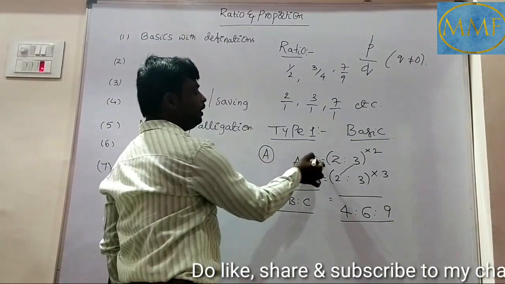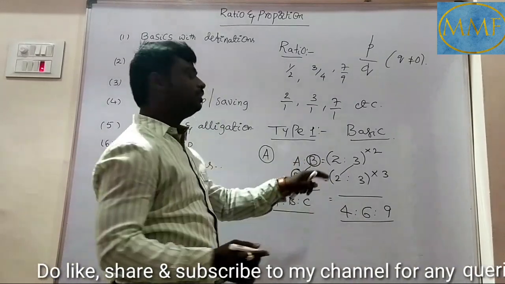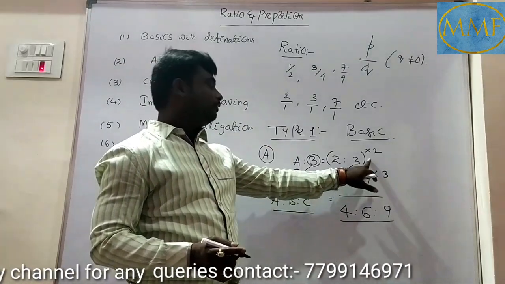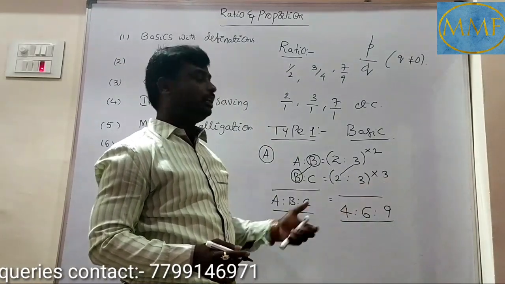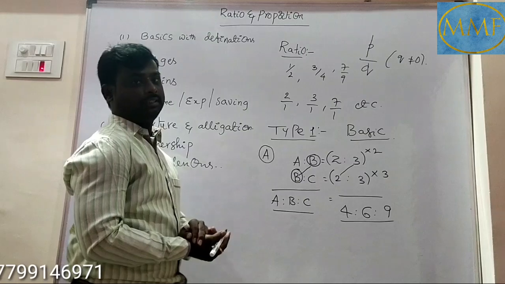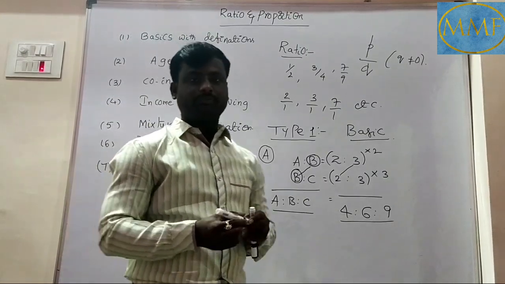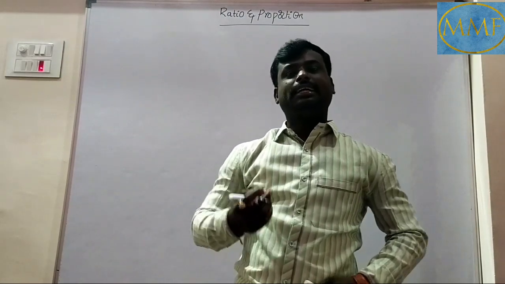So what are we doing? B must be the same, so that's why I am multiplying here. To get the same number I am multiplying with 2, and here to get the same number I am multiplying with 3. Then you can get A is to B is to C. This is the first method. Then we will discuss the second method.